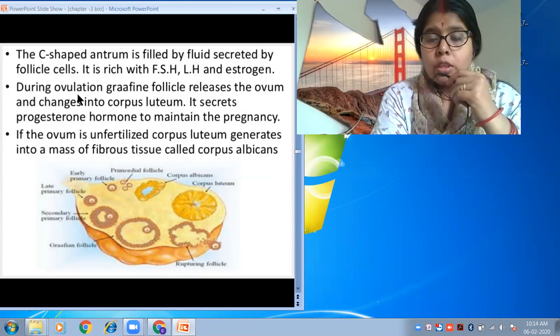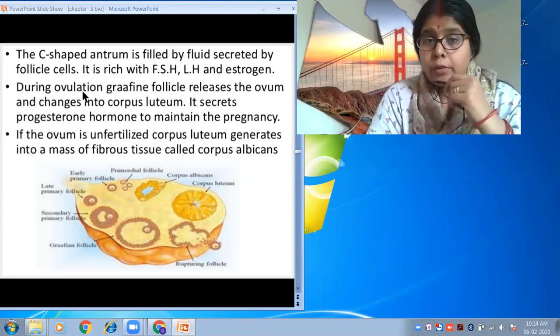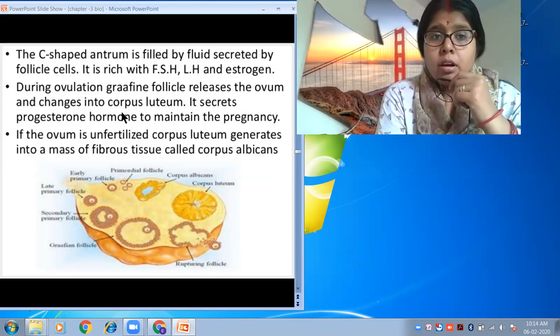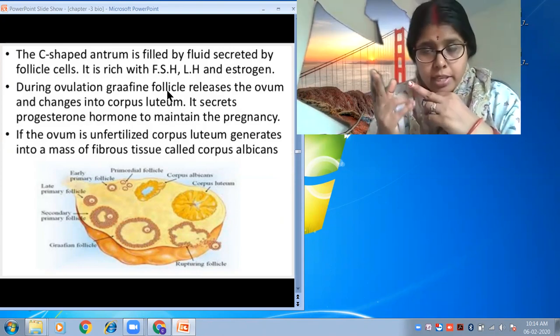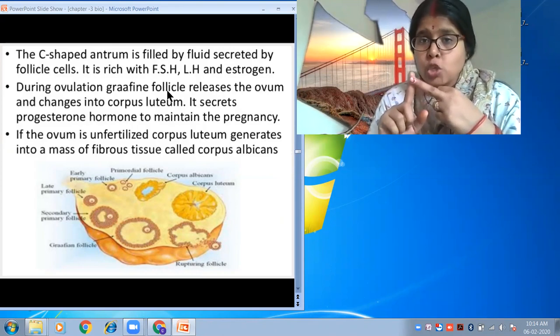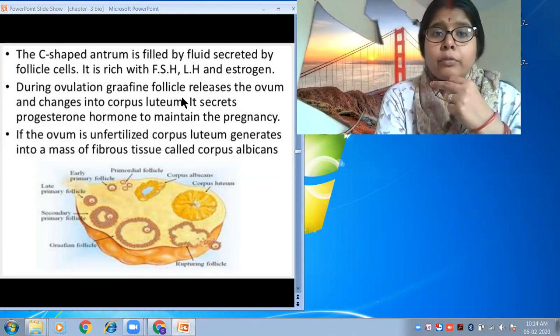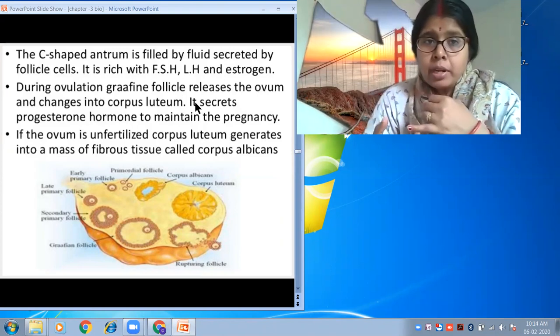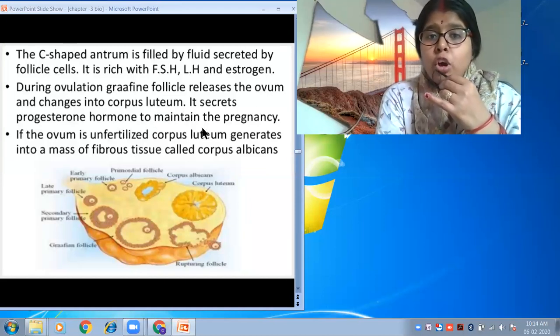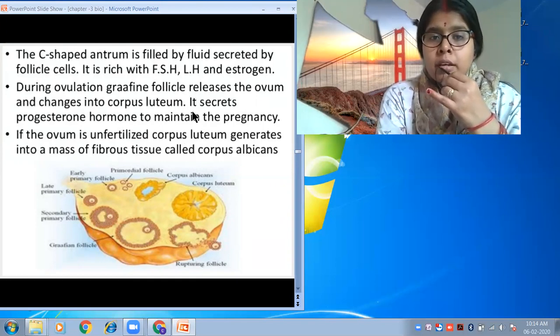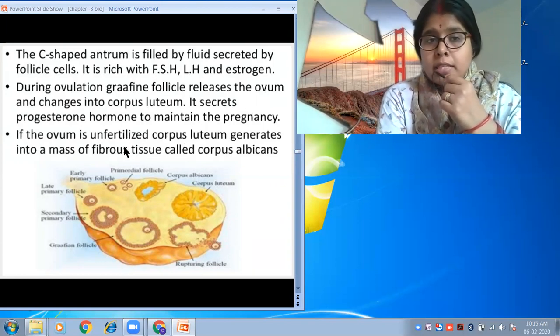What is ovulation? The release of the ovum. When the primary follicle forms the Graafian follicle and it becomes mature, it releases one ovum. After releasing the ovum, it changes to form the corpus luteum, which secretes the progesterone hormone to maintain the pregnancy.